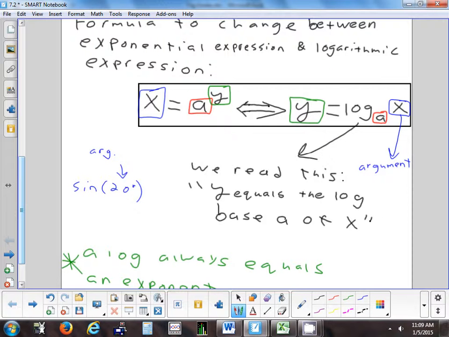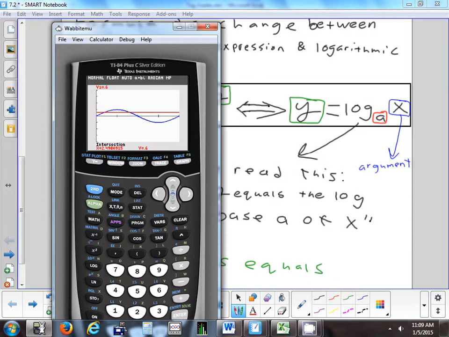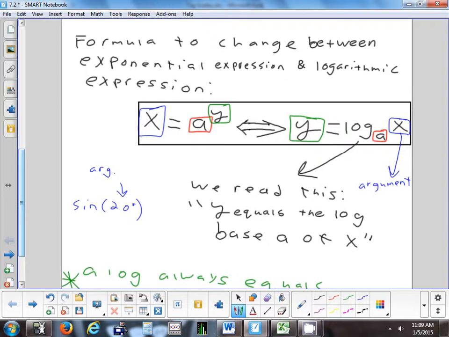Okay? So on a calculator, you might see something like log of 8. Well, 8 is the argument. It's the thing that I'm plugging into the log function. And if I hit enter, I'll get some kind of answer. Okay, but that's the argument. So the base on the original becomes the base on your log. Exponent always goes by itself. And then the only place left is to put the x for the argument. Okay, does everybody have that formula?